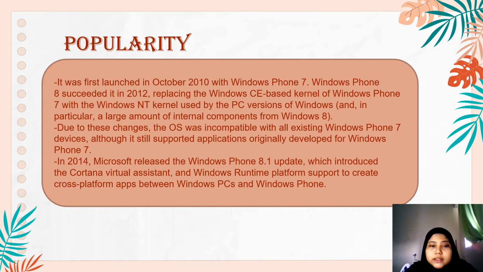Windows Phone 8 succeeded it in 2012, replacing the Windows CE based kernel of Windows Phone 7 with the Windows NT kernel used by the PC version of Windows, and in particular, a large amount of internal components from Windows 8. Due to this change, the OS was incompatible with all existing Windows Phone 7 devices, although it still supports applications originally developed for Windows Phone 7.